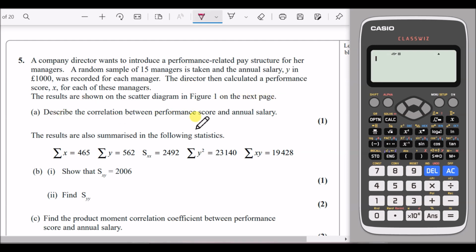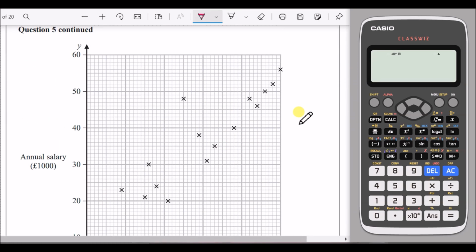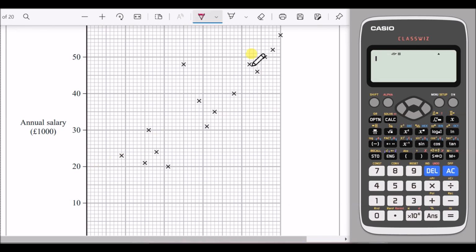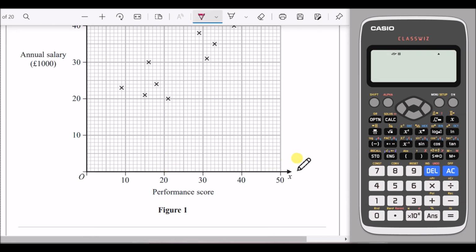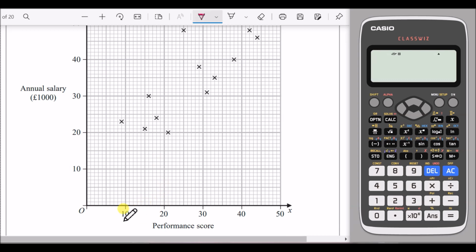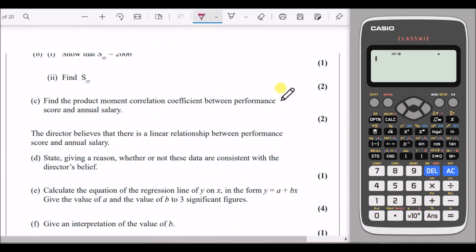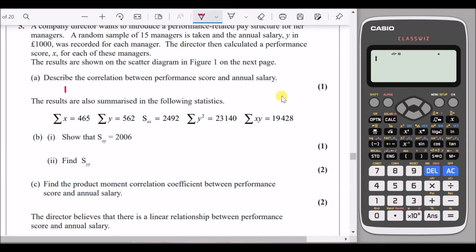Describe the correlation between the performance score and annual salary. Let's have a look at this so-called figure 1 and see what's happening. Okay, so it looks to me like it's going upwards. As the performance score goes up, you seem to get more money, more salary. So it seems like someone with a top performance score gets a really nice salary, but people on the lower end don't get much money. So this to me seems to be a positive correlation. So that's your answer: positive correlation.